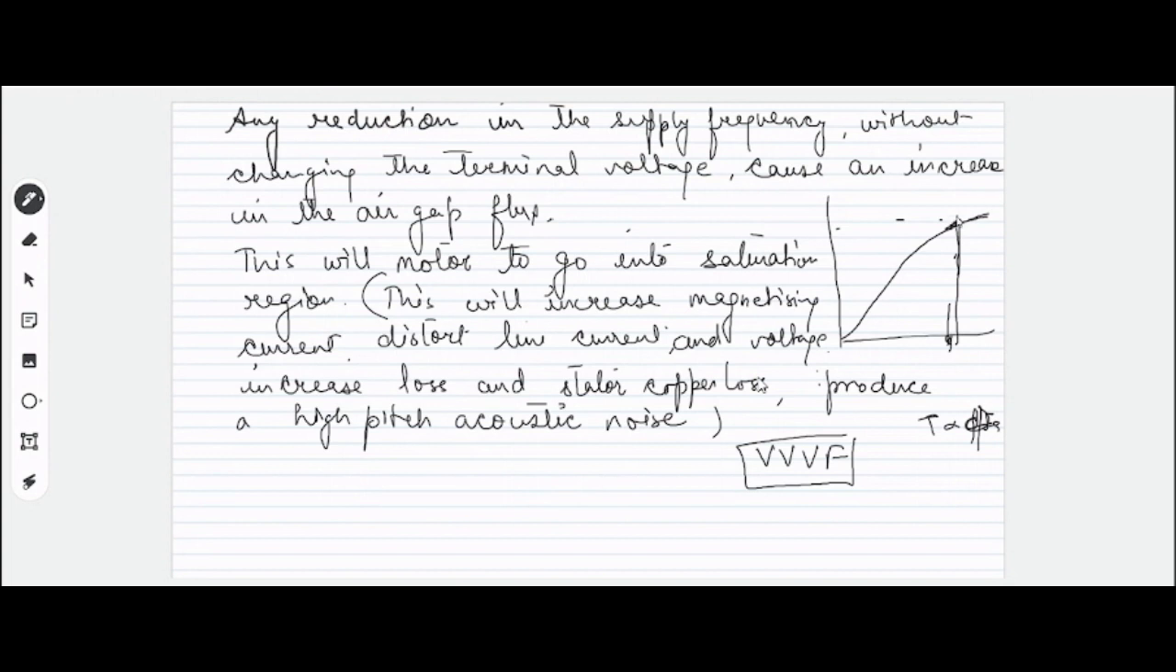On the one side, we don't want to get the motor into the saturation region, whereas on the other side, we don't want to weaken the flux, because we want to retain the capability. We will reduce the flux, but we don't allow it after a certain point. I guess it is very clear. That's why we keep the flux at the rated value by changing the voltage along with the frequency, and the operation is called variable voltage, variable frequency operation.